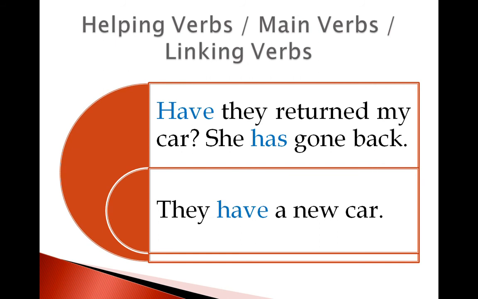Have they returned my car? Now this is an interrogative sentence, a question. And the order of words in interrogative sentences is different. It's helping verb, subject and main verb. The subject of the sentence is they. The next word, returned, is a verb. So we can say that have is followed by another verb in this sentence. That's why we'll call it a helping verb.